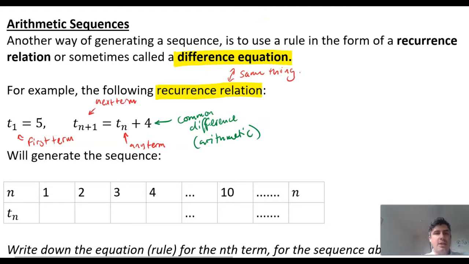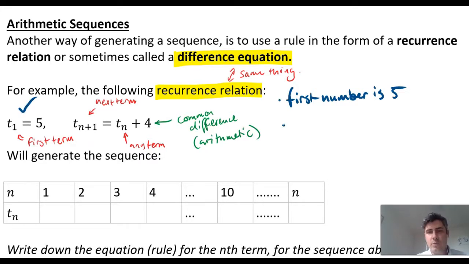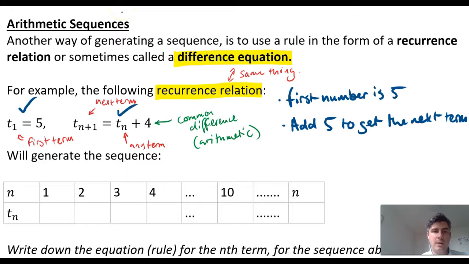So what this actually tells us in words is first number is 5. Okay, that's what that tells us. And the next part of the rule says add 4 to get the next term. Okay, and that's what this part tells us. So now we can fill in the box down here.